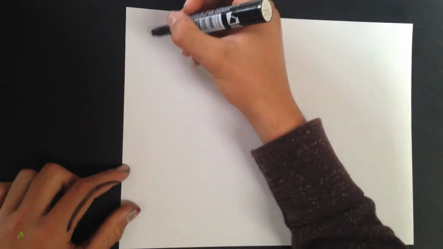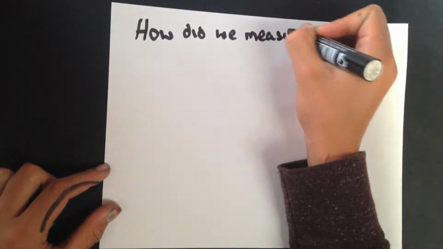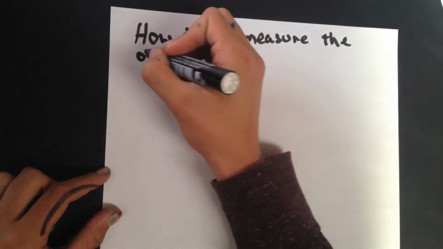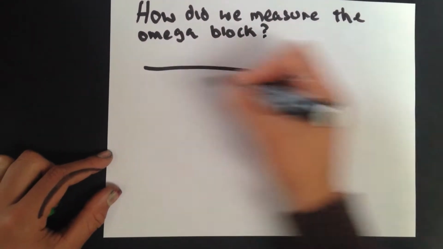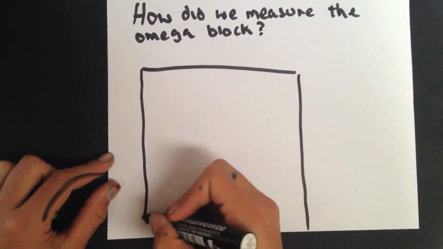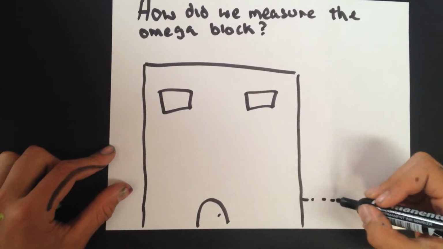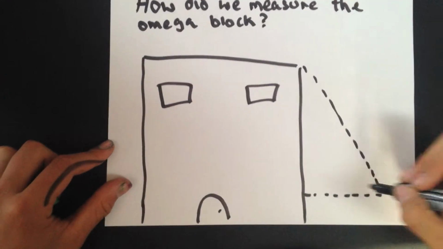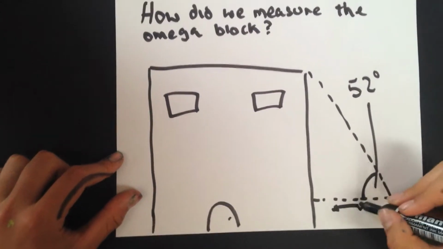Measuring the omega. How did Benjamin and I measure the omega block? The first thing we did was stand 10 meters apart from the omega block. After that, we used the clinometer to measure the angle of elevation. That angle was 52 degrees.